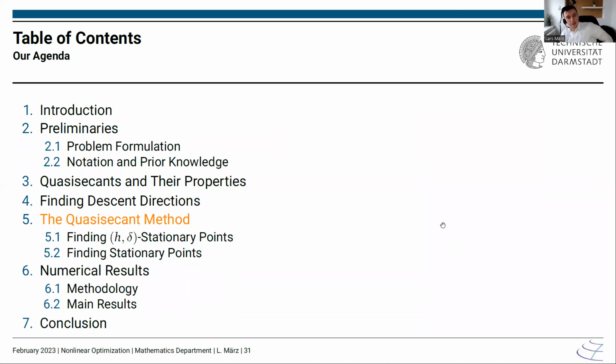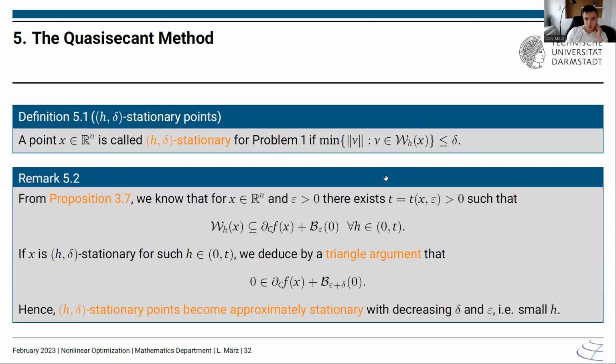So now that we saw that we can find descent directions after a finite number of iterations and a really easy to solve convex subproblem, with this lambda term, we now want to introduce the quasi-secant method itself. For that, we define what an H delta stationary point is, and that's just that the set WH has norm less than delta.